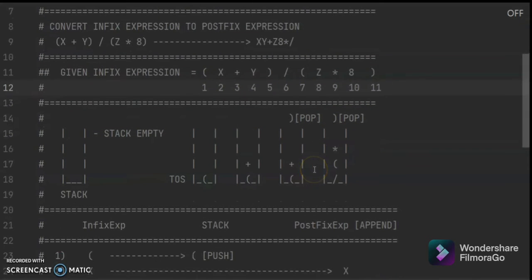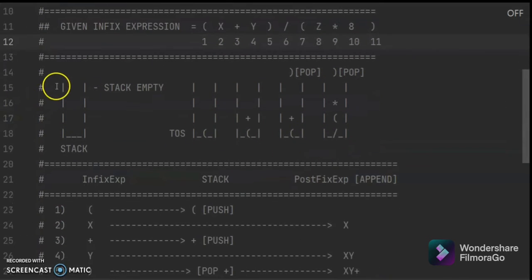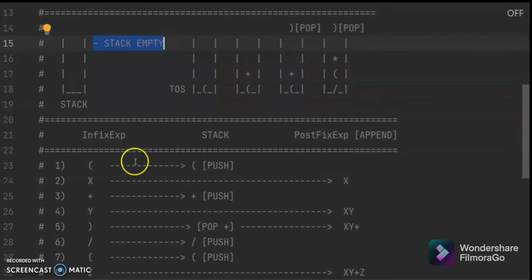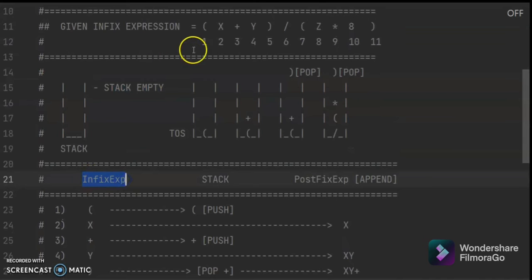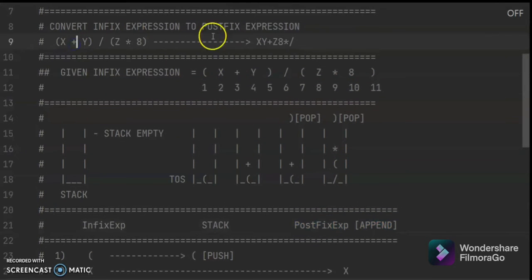Now we will see with the help of the stack. In the previous chapter itself I told you what a stack is. Stack is a data structure which uses the last in first out technique. We will be having push and pop operations. Push is to insert the element, pop is to retrieve the element from the stack. So initially the stack is empty. Now we will be having two variables. One is the infix expression. We need to convert that to postfix expression.